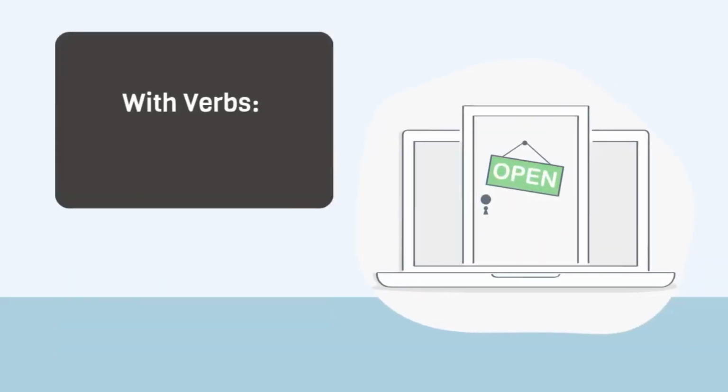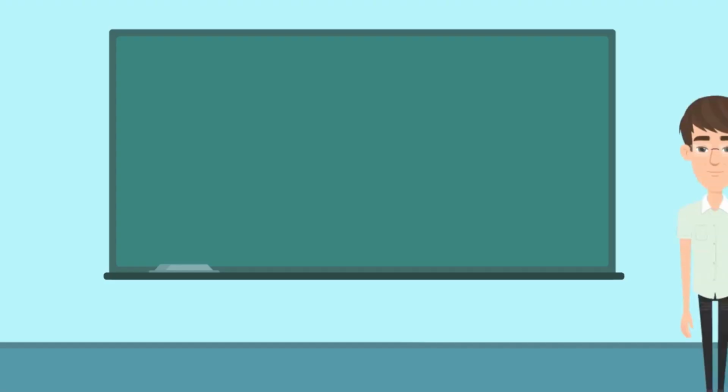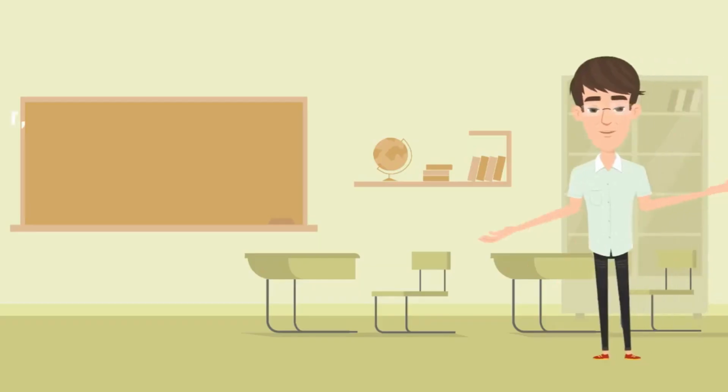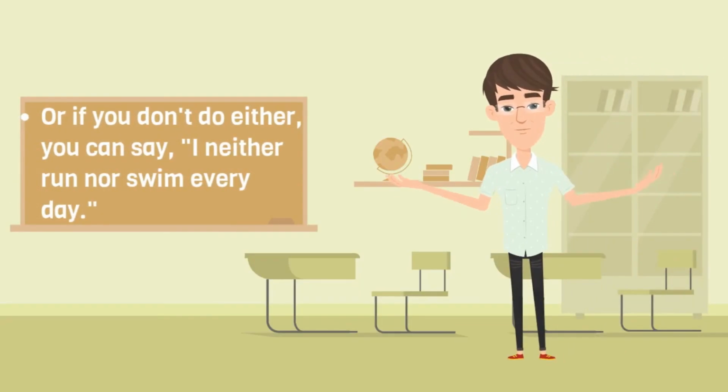With verbs, you can combine I run every day, I swim every day into I both run and swim every day. Or if you don't do either, you can say I neither run nor swim every day.